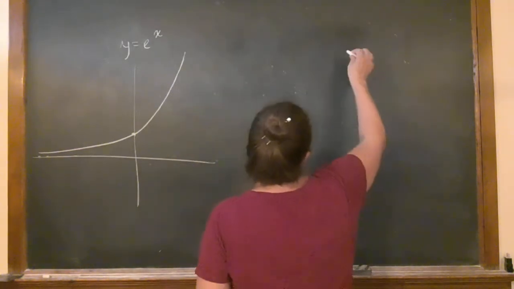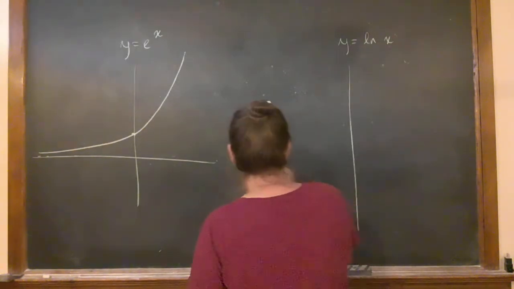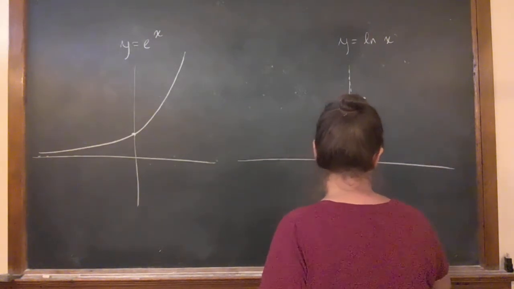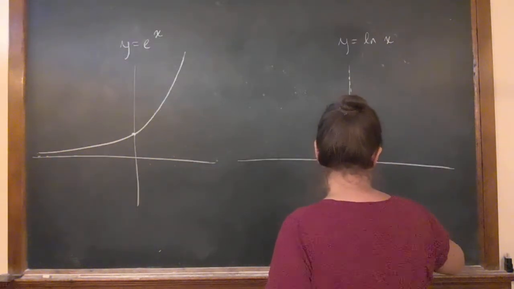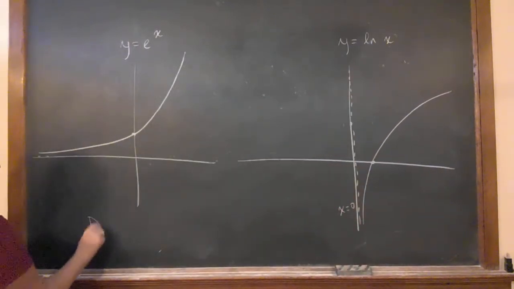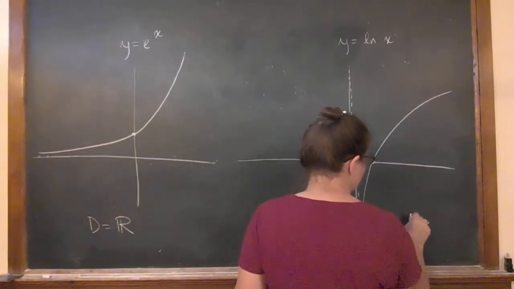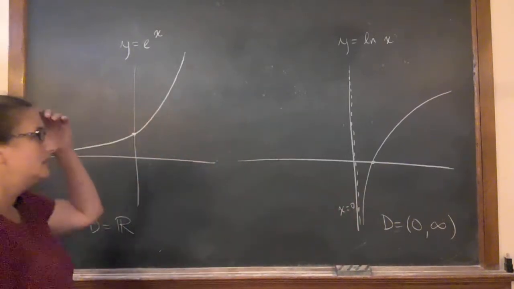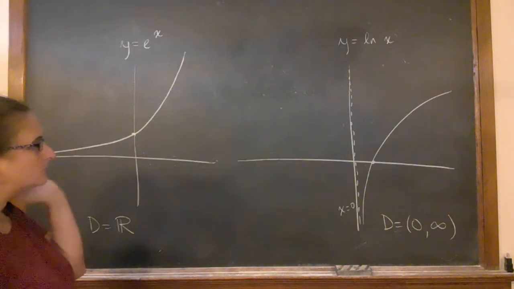So then its inverse is y equals natural log of x, which has an asymptote, or vertical asymptote x equals 0, and that does this, right? So if I look at this, of course my domain is all R. If I look at this, my domain, I gotta get rid of that 0, right? I can't take natural log or any log of 0. Well, it's negative infinity.